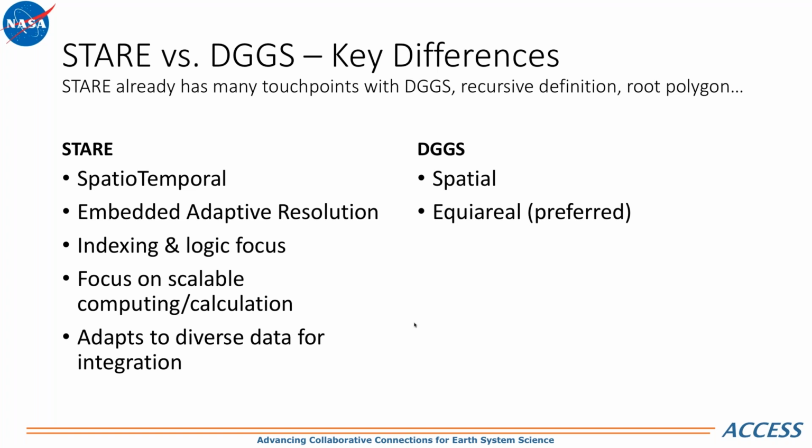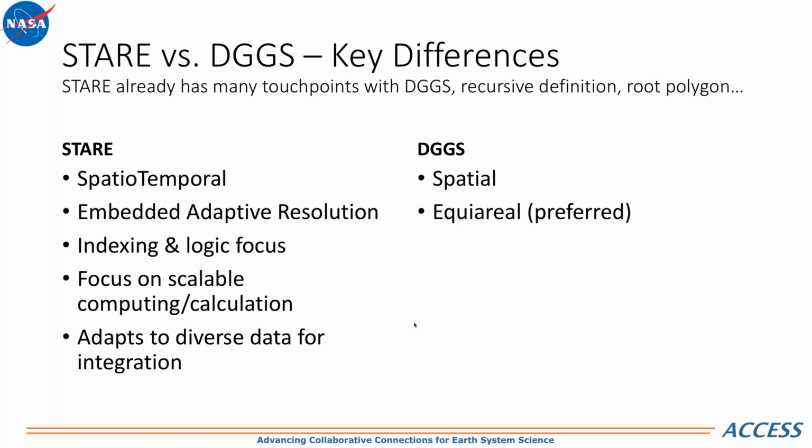We have a spatial temporal focus. We have an adaptive resolution, which is actually embedded in the encoding as well, so that you're not just talking about locations in our geolocation. You're talking about a particular region on the surface of the Earth. That puts us a little bit at odds with the DGGS approach, which prefers an equiareal approach. But we have to make trade-offs in what we're trying to do.